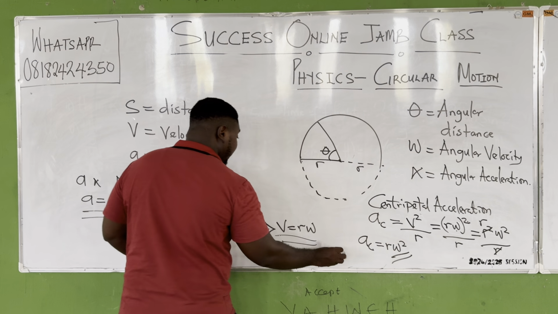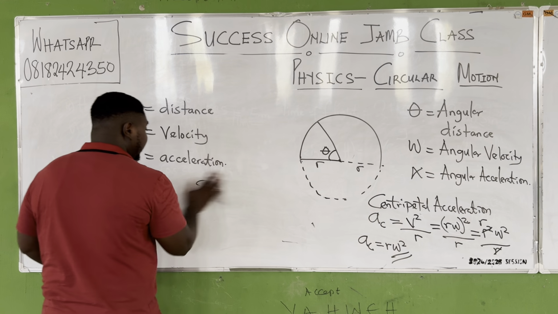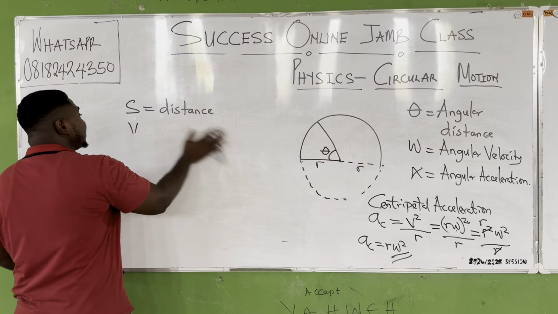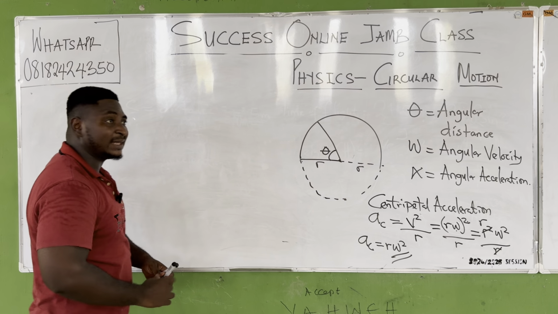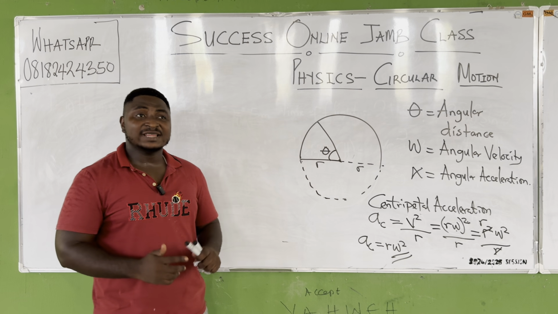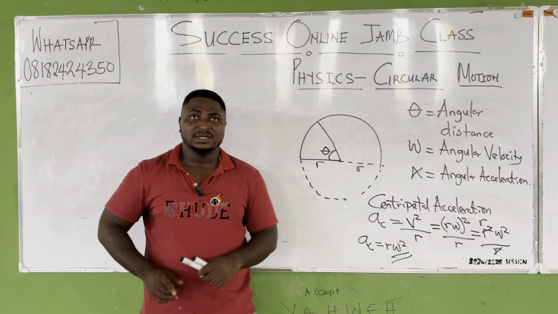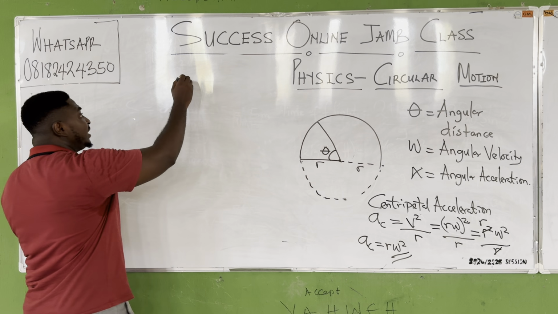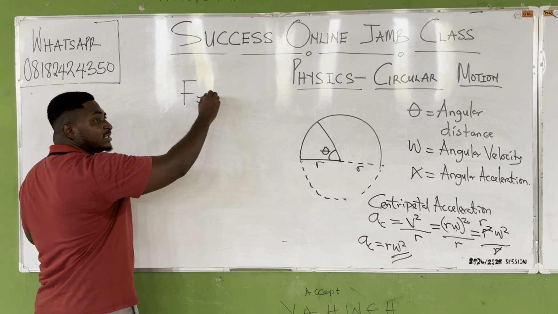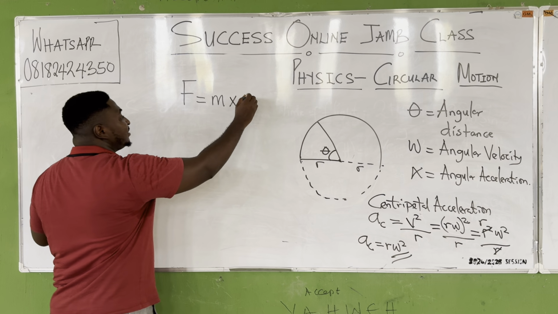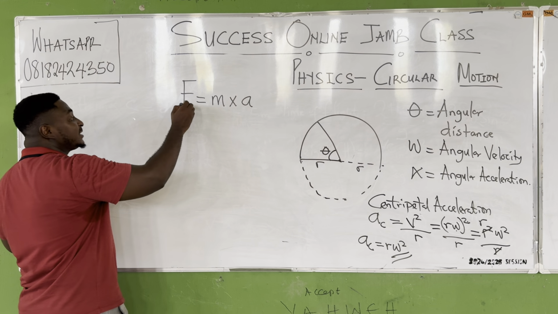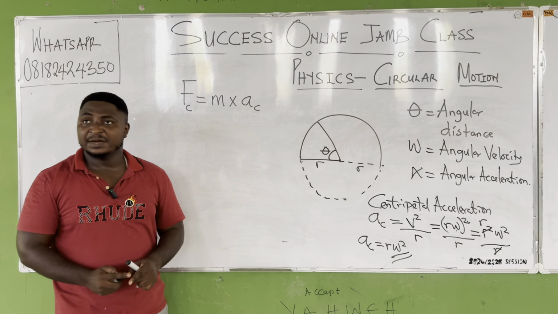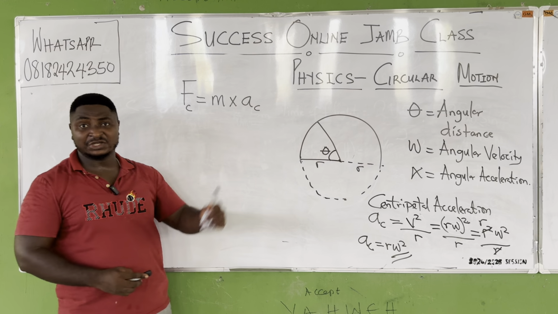Now, there's also what we call the centripetal force. The centripetal force is the force that keeps a body moving around the circular path. Just like the centripetal acceleration keeps a body moving around, the centripetal force also helps the body to keep going around the circular path. And we all know that the general formula for force is mass multiplied by acceleration. But centripetal force Fc is mass times centripetal acceleration ac.